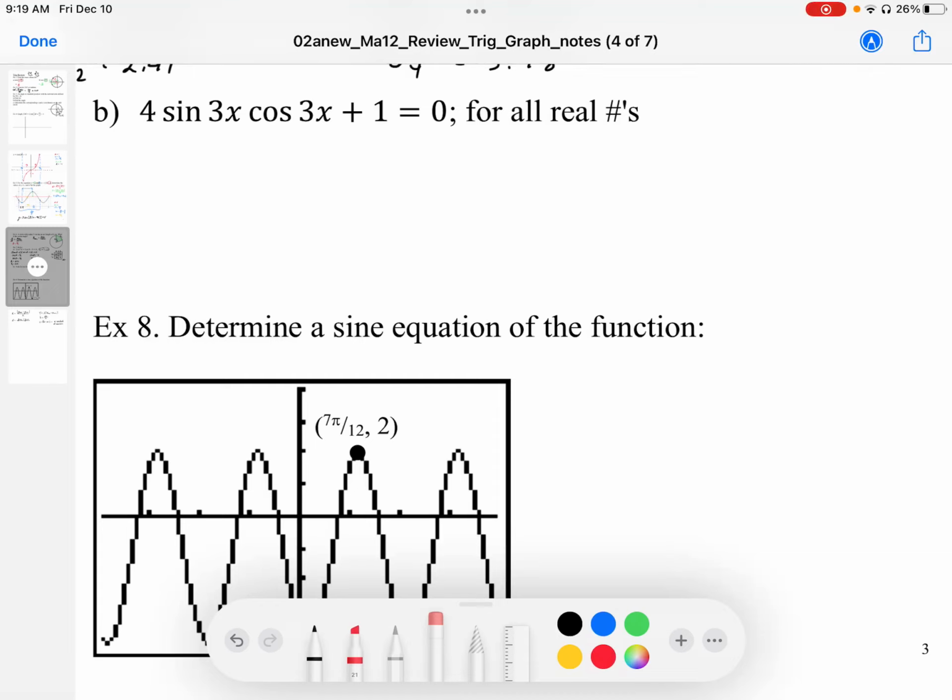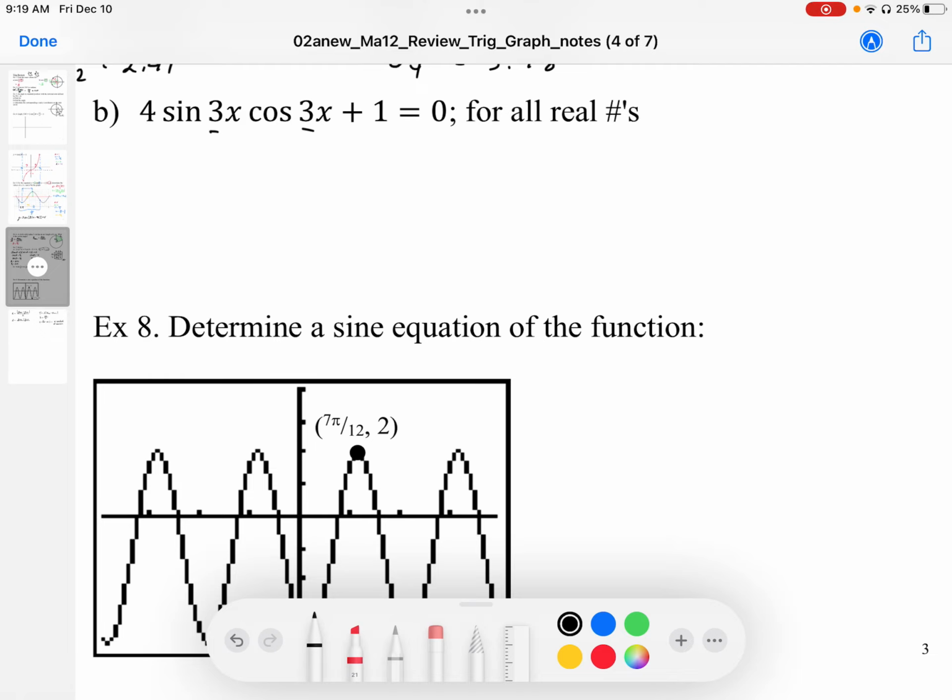So again, solving for this one here. This one we can solve for all real numbers. So we're going to have to use a period for this one. So we have to make note of this horizontal compression that we have on this graph. Okay, just going to mark that.